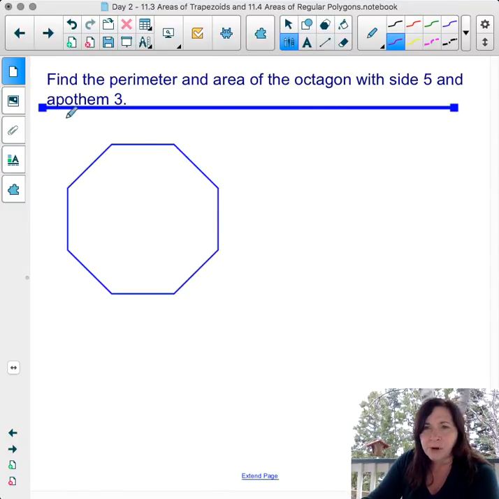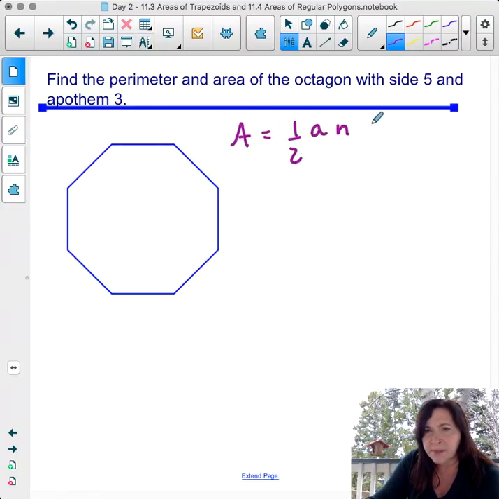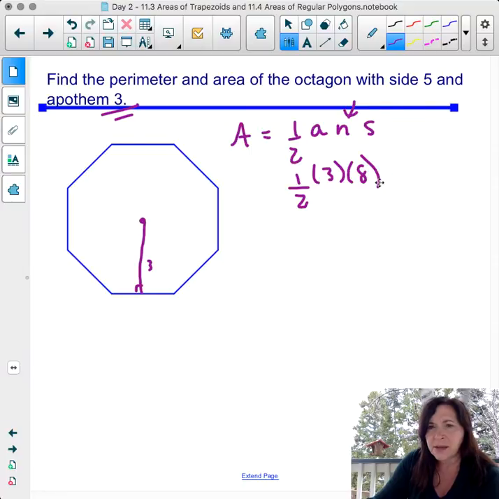Okay, find the perimeter and the area of an octagon. So the area of my polygon is 1/2 apothem times the number of sides times the length of one side. So it's 1/2 my apothem, which is 3 in this case, because they just said that. My apothem is 3, so that comes down here. The number of sides, it's an octagon, so it's 8. And the length of one side is 5.